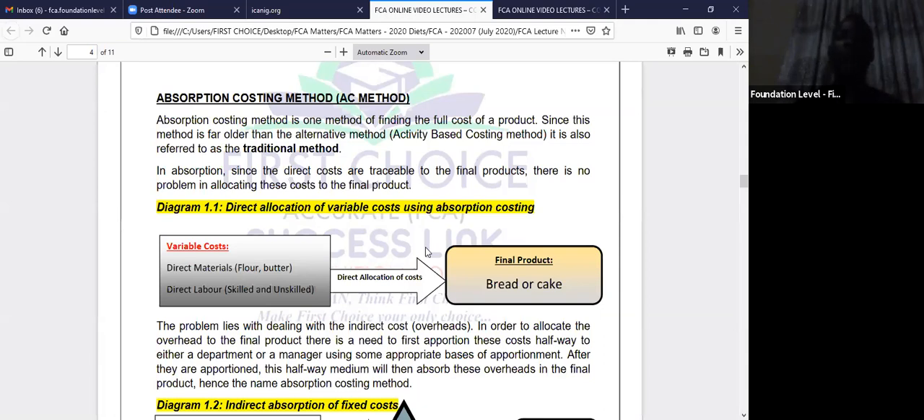There is no problem absorbing the product costs because they are directly traceable. The problem here is absorbing the period costs, since we cannot link our rents, our depreciation, our lighting, our insurance to the final product. Now, what we need to do is to create what they call a halfway house. This halfway house is like a warehouse that houses the costs. When the warehouse takes the cost first, it now pushes it to the final product.